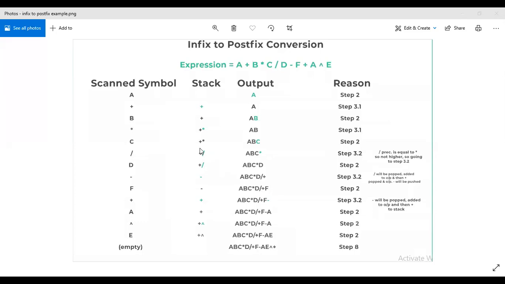There are 3 points. If you understand these 3 points, the whole evaluation of an arithmetic expression is over. First, the operator on the top of the stack has less preference than the operator which I scanned presently. Next, the operator on the top of the stack and the operator which I scanned have equal preference. Next, the operator on the top of the stack has more preference than the operator I just scanned. I will write these now.